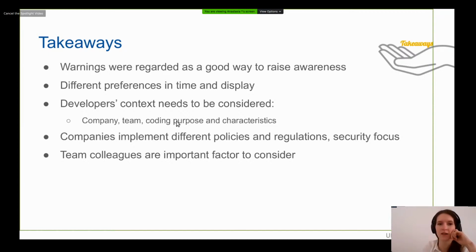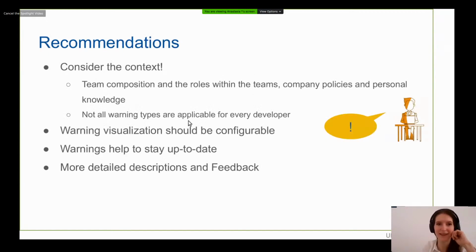All right. Can you quickly wrap up? So our recommendations are: consider the context, warning visualization should be configurable, and warnings are a good thing to consider. Right, indeed. Thank you, Anastasia.